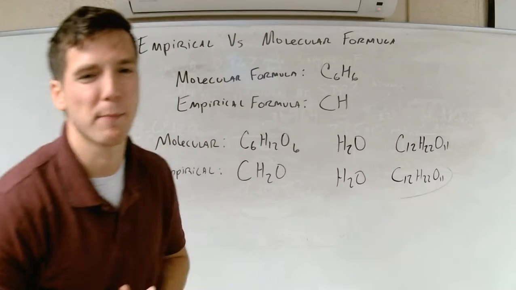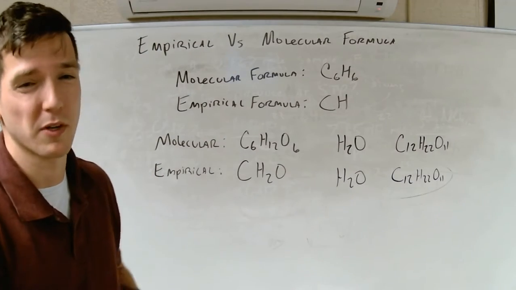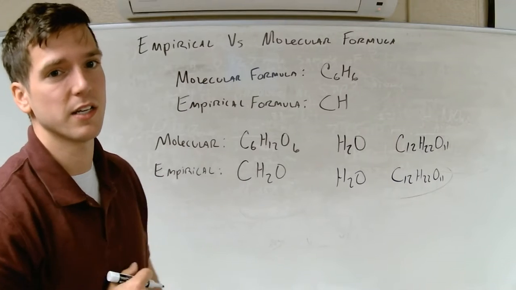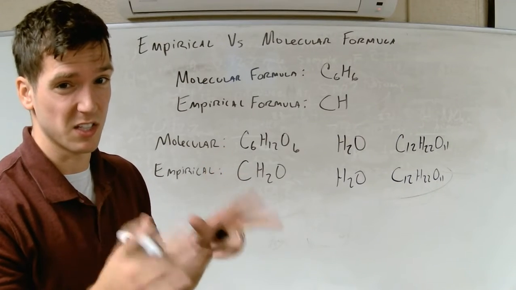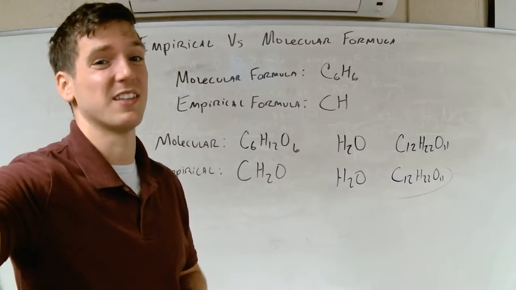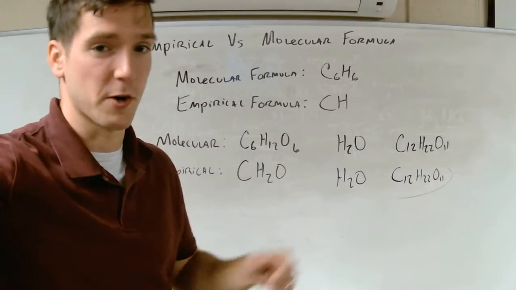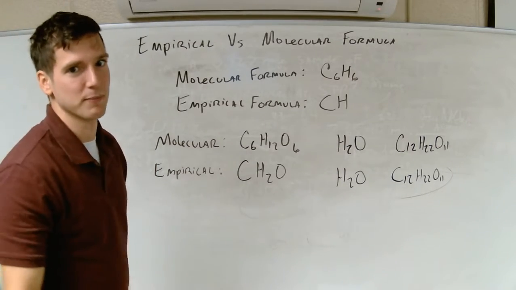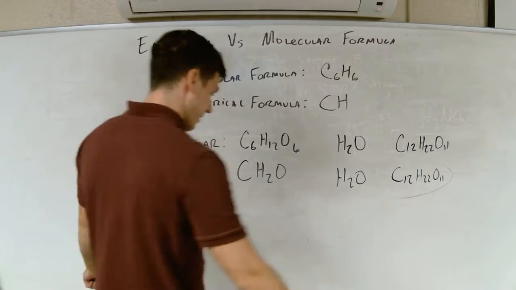I try to remember, sometimes people get confused which one's which. Empirical formula, E is first in the alphabet, so that's the lower version. This is how I remember it. Molecular starts with M, that's later in the alphabet, so it's got to be the bigger formula. Okay, that's how I remember it. I don't know. You'll come up with your own thing, or you'll just remember it because you're smart.